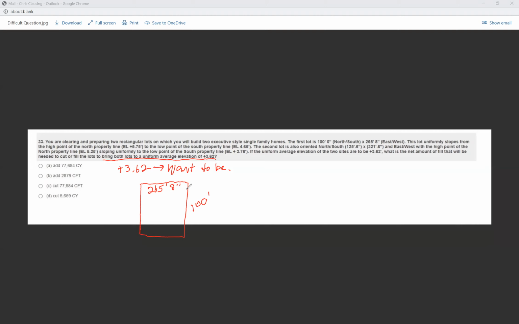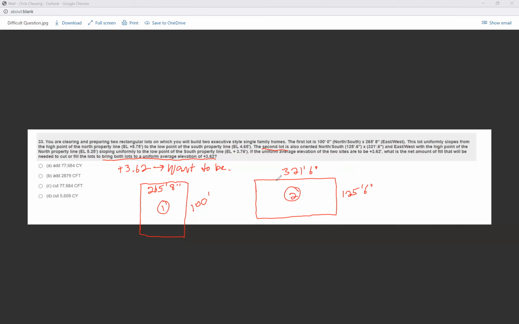The second lot is, let's see, 125 north-south by 321 feet, 6 inches east-west. So this one's oriented a little bit differently. It's oriented like a rectangle like this. Perfect. So we're going to say it's 125 feet, 6 inches north-south. And east-west, it's going to be 321 feet, 6 inches. Okay, so we have our first lot here. We have our second lot here. We're in good shape so far.